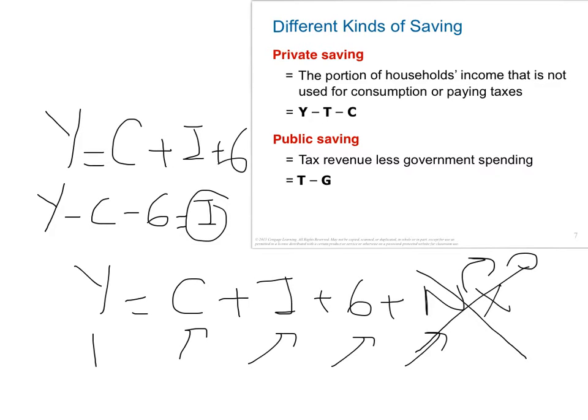The left-hand side of this equation, Y minus C minus G, is the total income in the economy that remains after paying for consumption and government purchases. In the following slides, we will call this national saving too. But first, let's look at different kinds of saving to understand the definition of saving, which is on the slide.